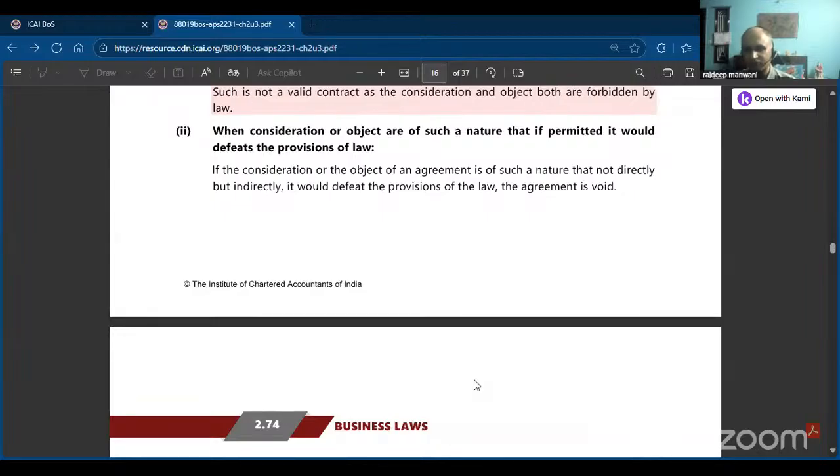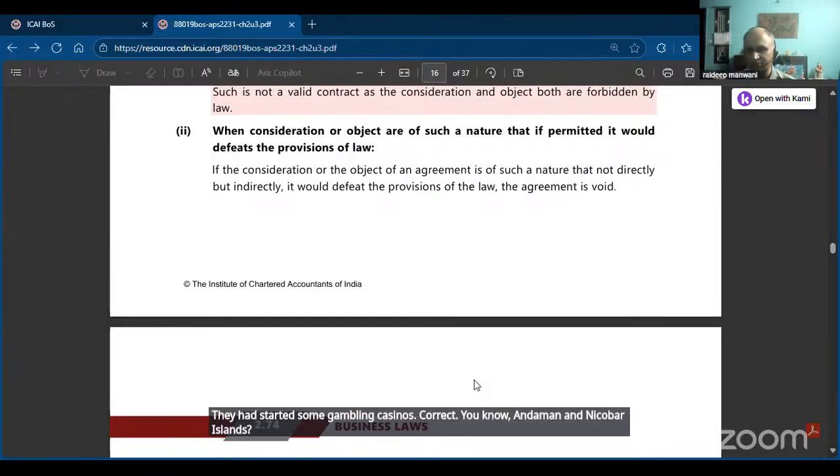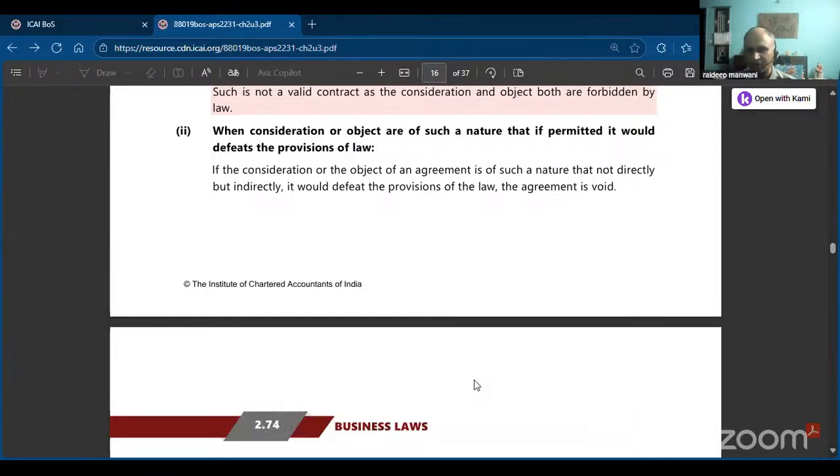There was a law which was enacted in Andaman and Nicobar Islands. In Andaman and Nicobar Islands, they had started some gambling casinos. Correct? You know Andaman and Nicobar Islands? Have you heard of that place? Yes, sir.